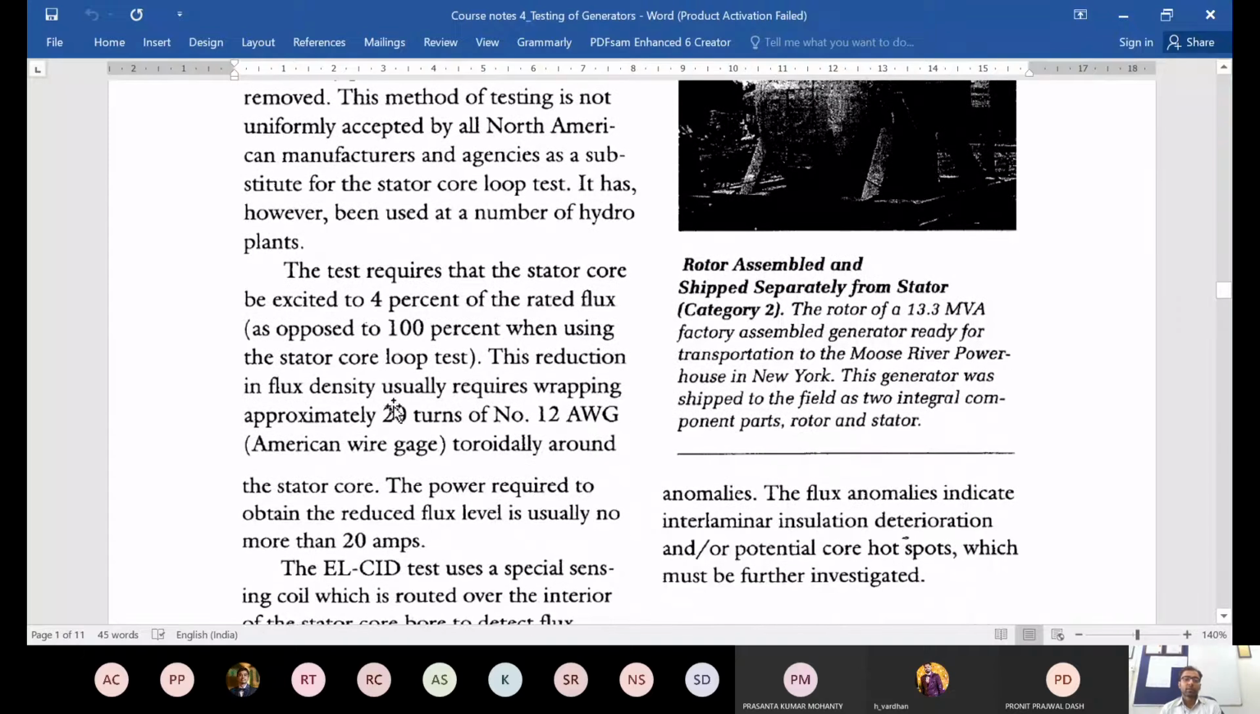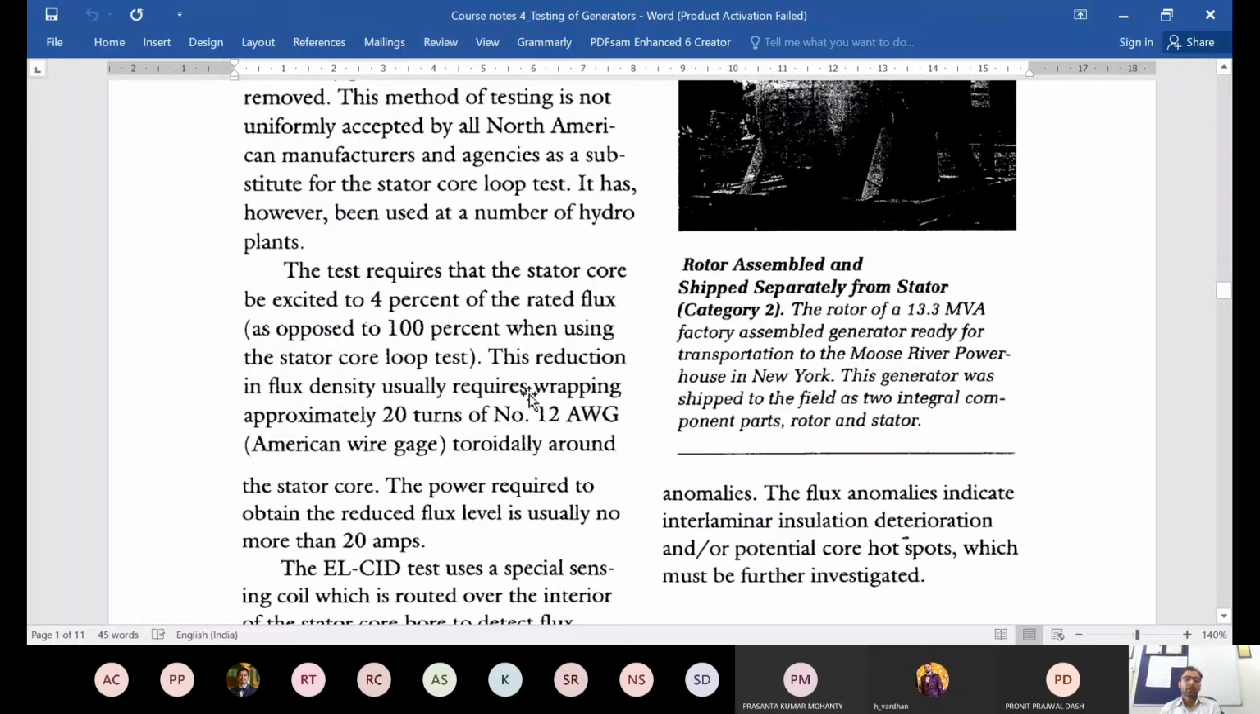So this test requires that the stator core be excited to 4% of the rated flux, as opposed to 100% when using the stator core root test. So as you can see, this is not that intensive, not very aggressive testing, because here we are exciting the core to only 4% of the rated flux as compared to what we are doing in the stator core root test of 100%.